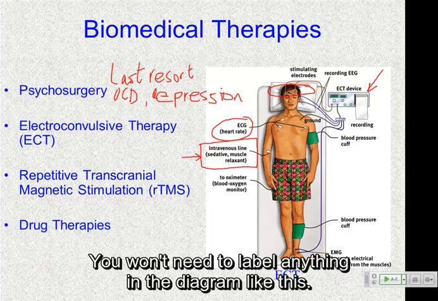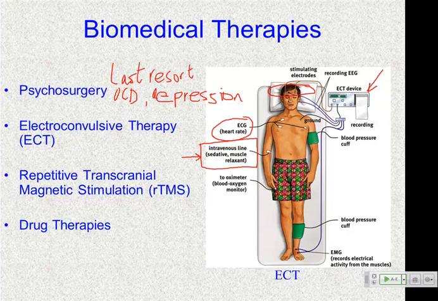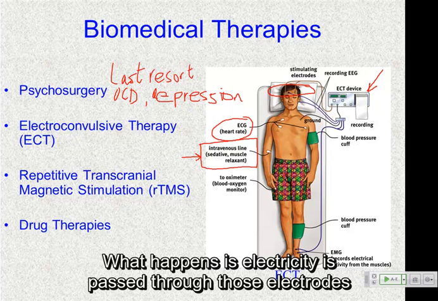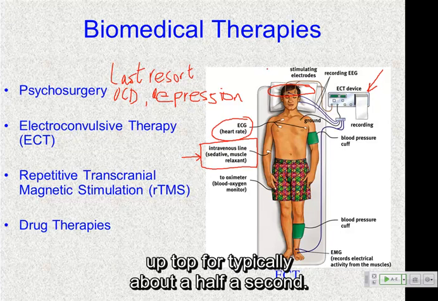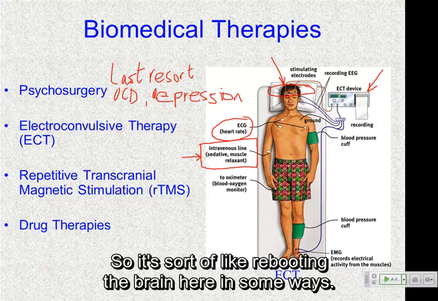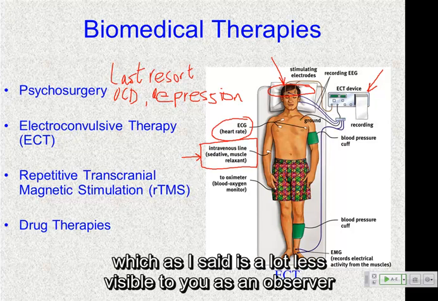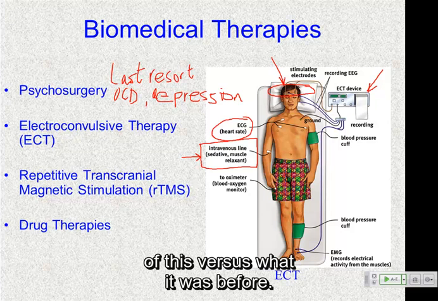Okay? You won't need to label anything in a diagram like this. I just wanted to give you a picture of what this looks like. What happens is electricity is passed through those electrodes up top for typically about a half a second. So it's sort of like rebooting the brain here in some ways, right? The result is an epileptic-like seizure, which, as I said, is a lot less visible to you as an observer of this versus what it was before.